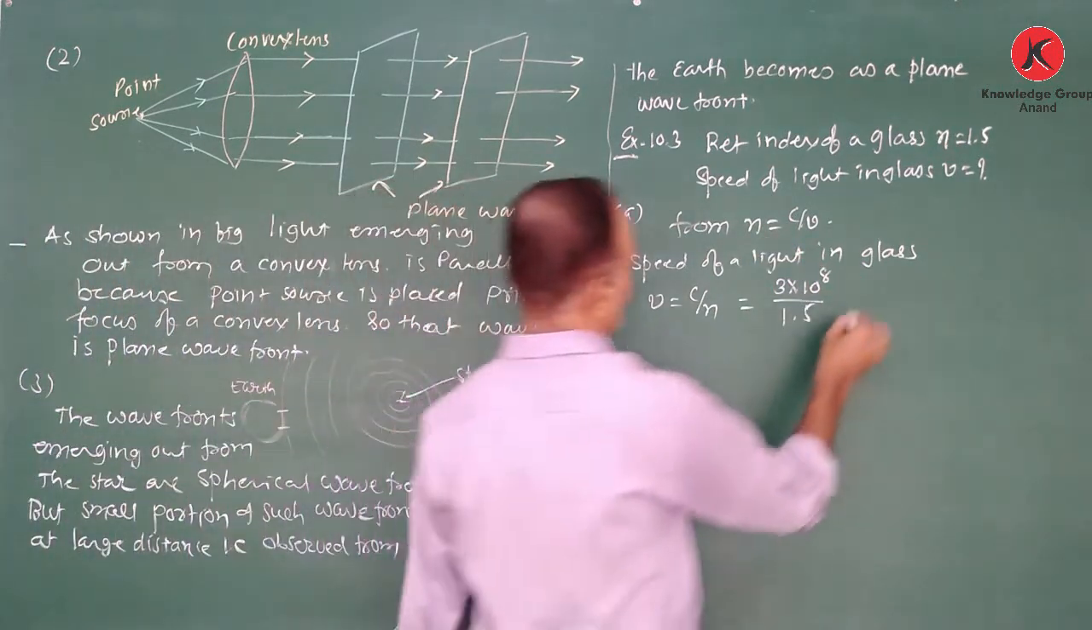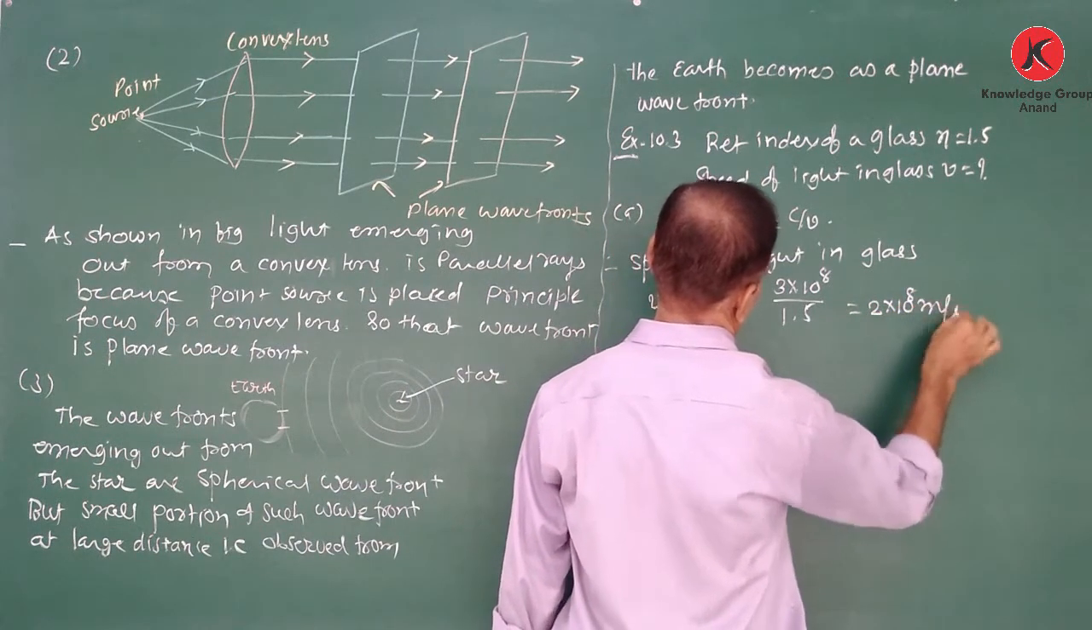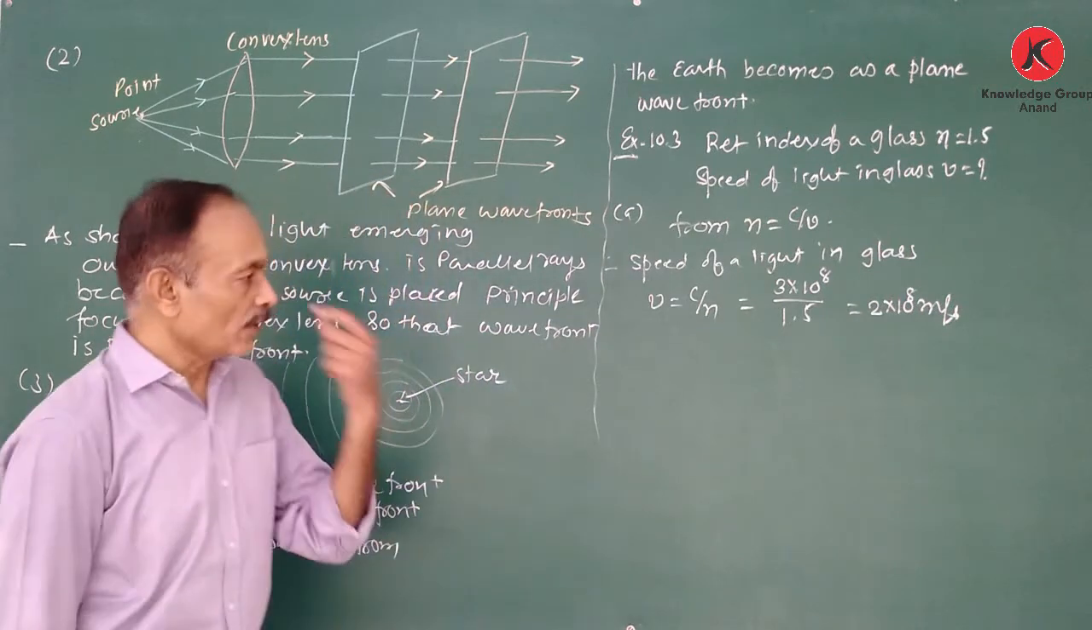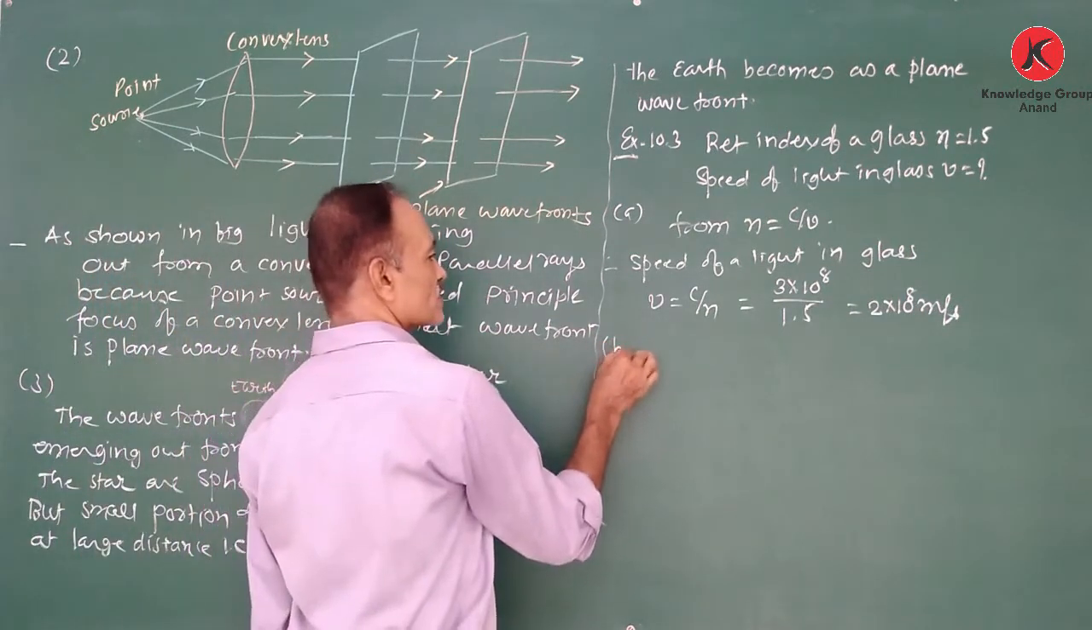So it is equal to 2 into 10⁸ meters per second. That is the speed of light in the glass medium. Now, the second portion, part B.